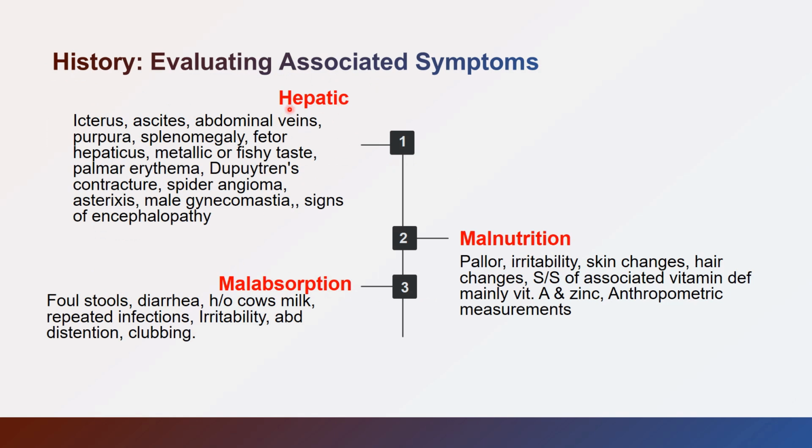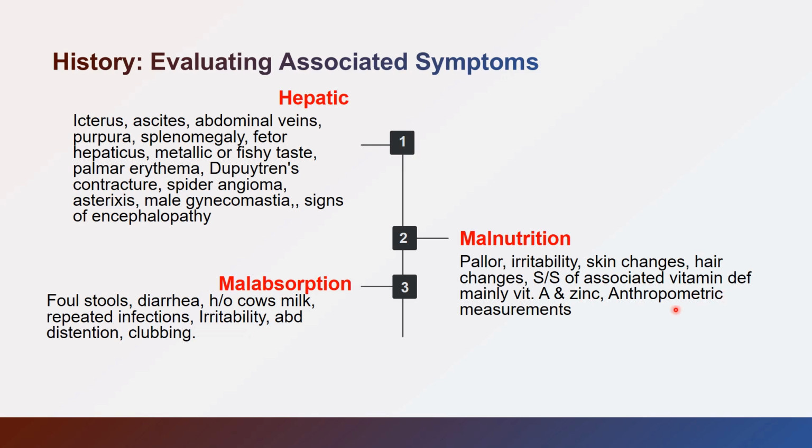Then the associated signs for a hepatic cause will be icterus, ascites, abdominal vein prominence, purpura, splenomegaly, fetor hepaticus, metallic or fishy taste, palmar erythema, Dupuytren's contracture, spider angioma, asterixis, male gynecomastia, and signs of encephalopathy can be present. If it is malnutrition, then the signs will be pallor, irritability, skin changes, hair changes, and signs and symptoms of associated vitamin deficiency, especially vitamin A and zinc.